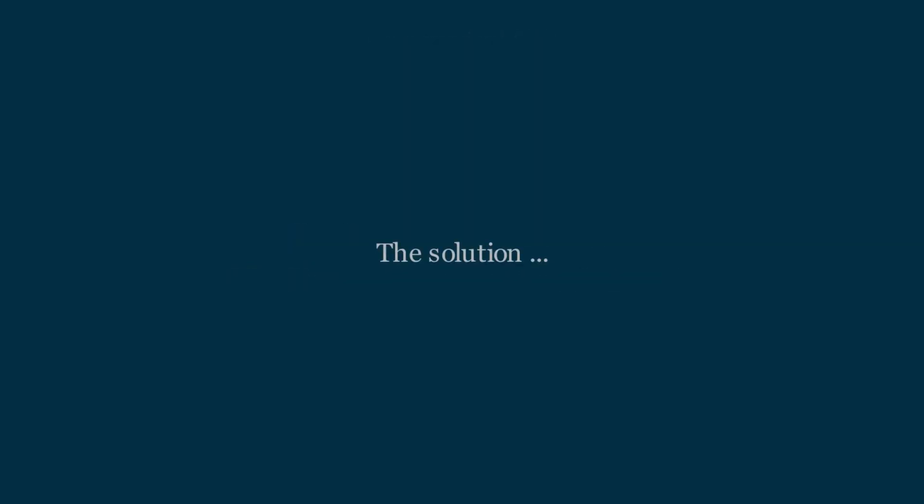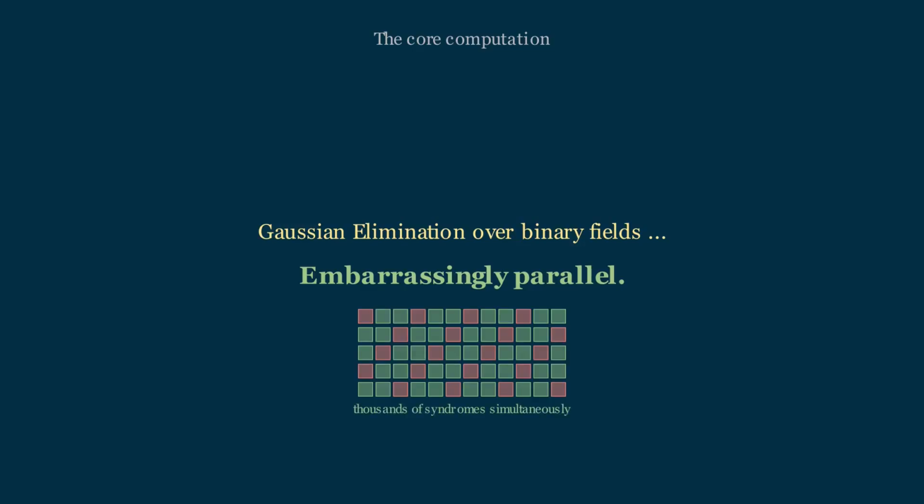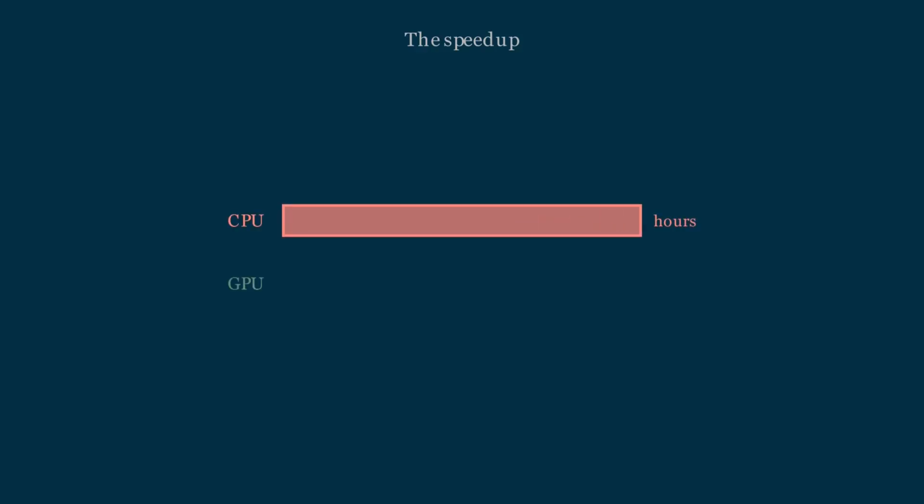The solution is to run the decoder on a GPU. The core computation inside every decoder, a mathematical operation called Gaussian elimination over binary fields, is embarrassingly parallel. You can process thousands of syndromes simultaneously on a single GPU. The speedup is not to be underestimated. The same computation that takes hours on CPU takes minutes on GPU. That difference, hours to minutes, is the difference between running one experiment per day and running 100.